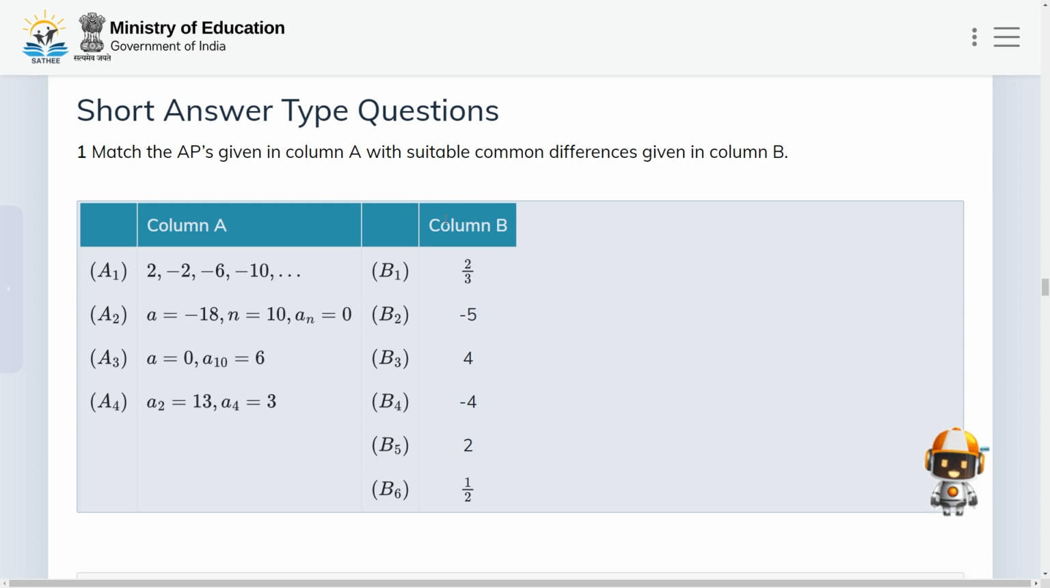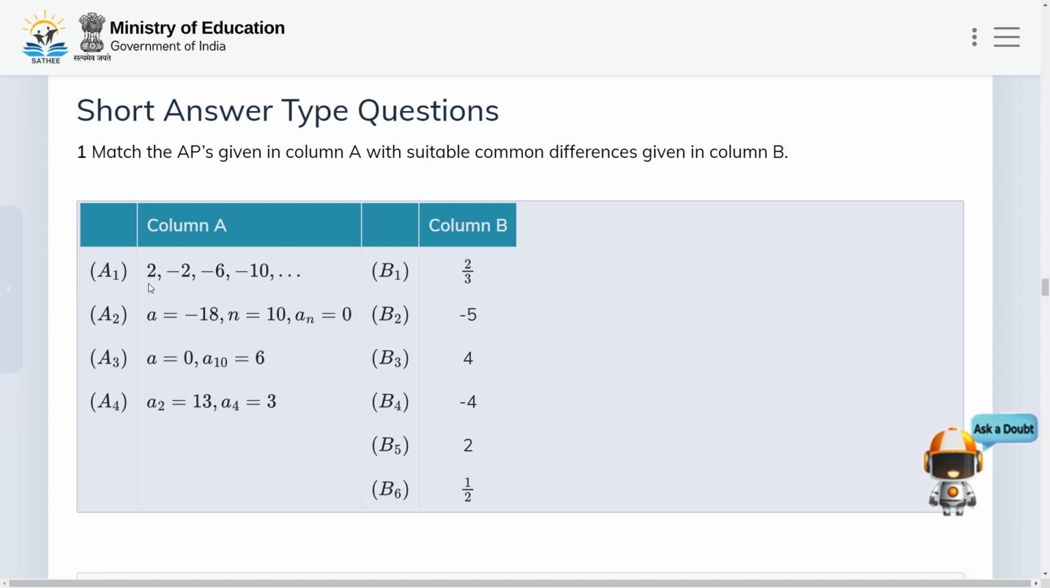Now we will discuss short answer type questions. In the first question, we have to match the AP given in column A with the suitable common difference given in column B. Okay, so in column A we have given APs, and in column B we have given their corresponding common differences. In the first one, we have 2, minus 2, minus 6, minus 10, and so on.